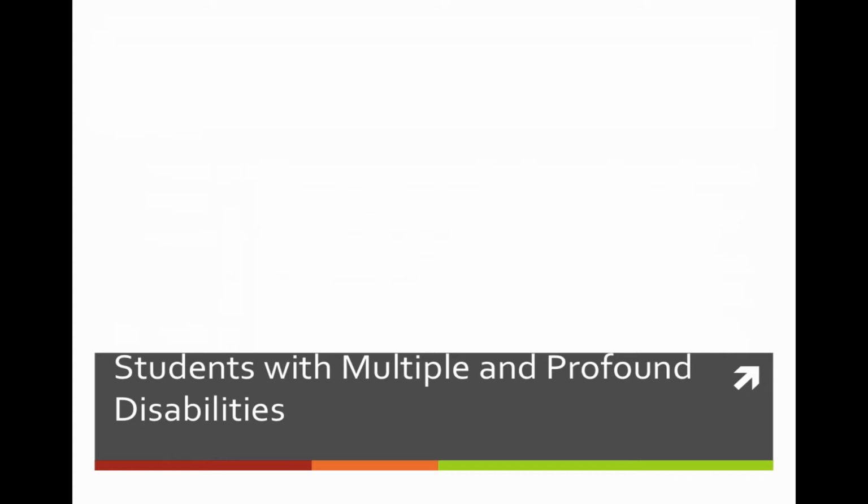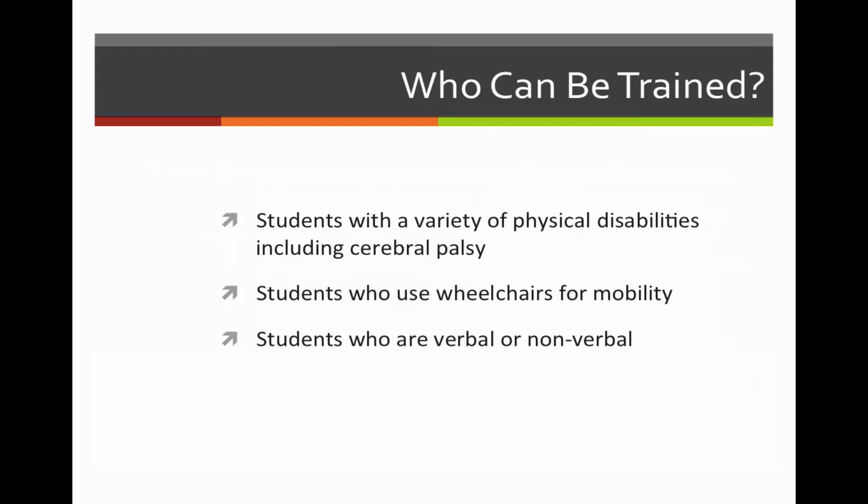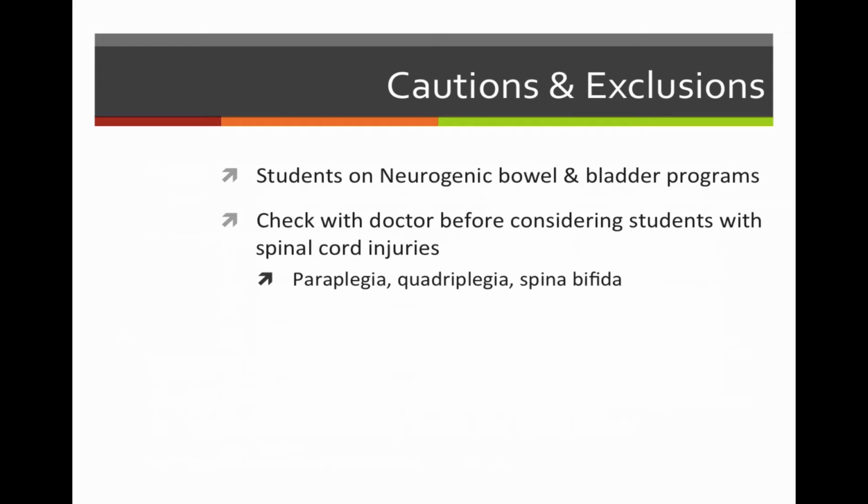So let's talk now about students with maybe some more significant issues and see how that changes. So now we're talking about multiple and profound disabilities. So we're adding physical nature into this equation here. So it does turn out that kids with a lot of physical disabilities, including cerebral palsy, can still do this. Students who use wheelchairs can still do this. And students, again, who are verbal and nonverbal still can do this. The cautions and exclusions are similar.